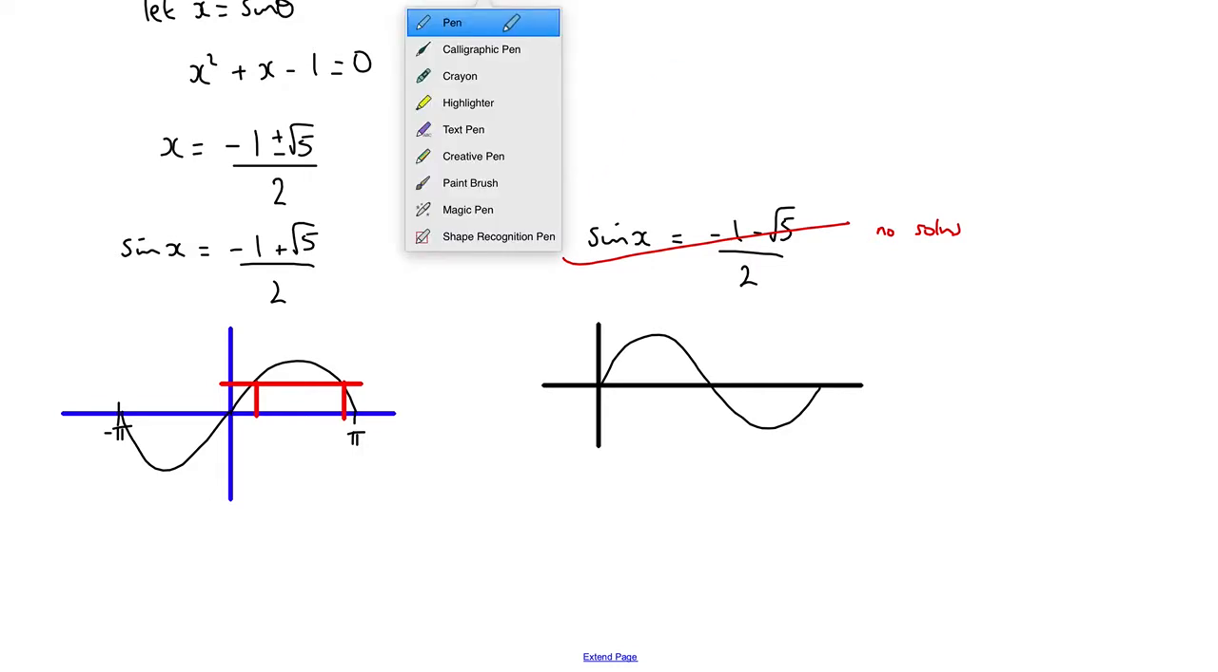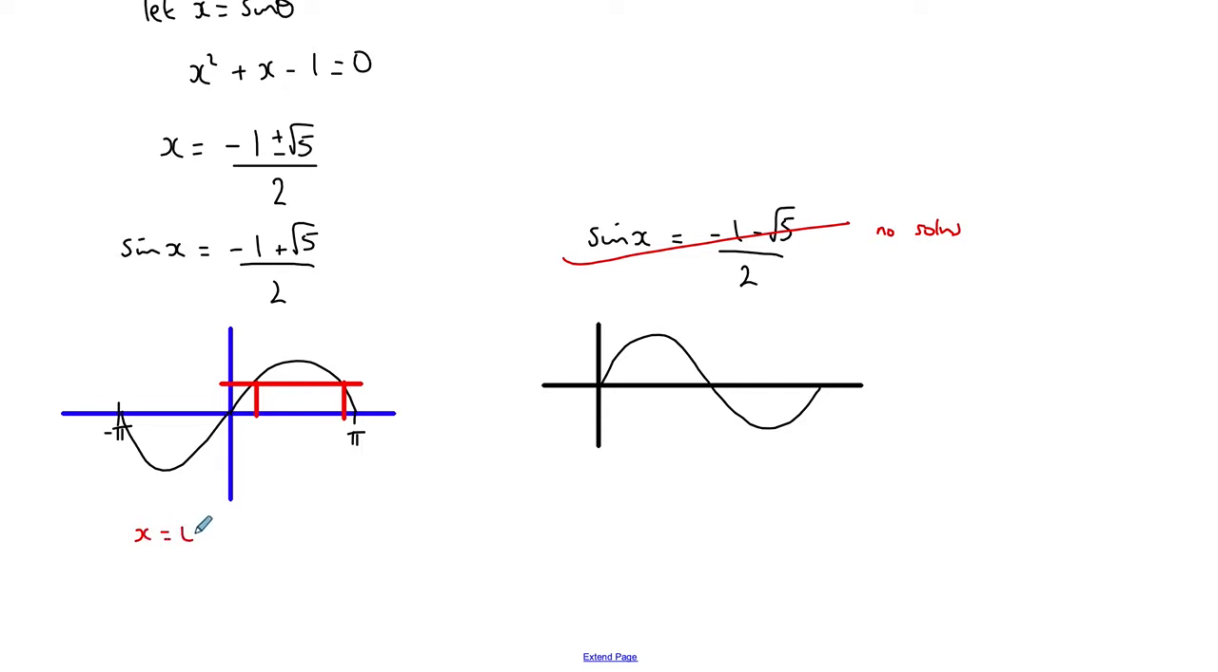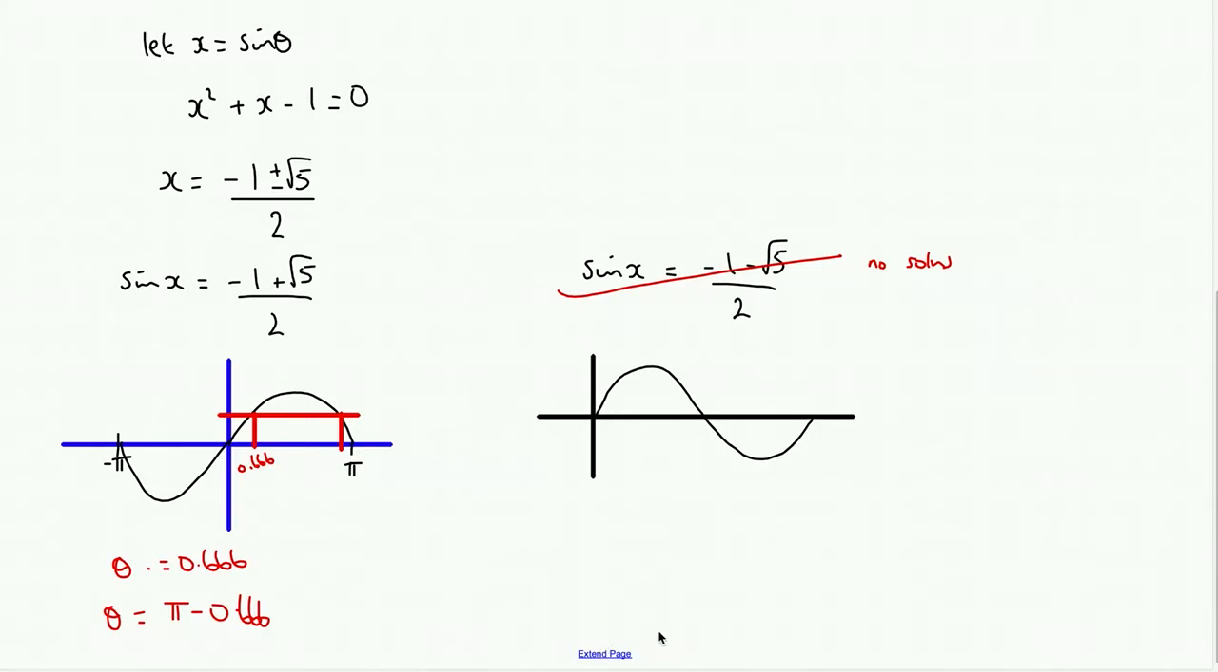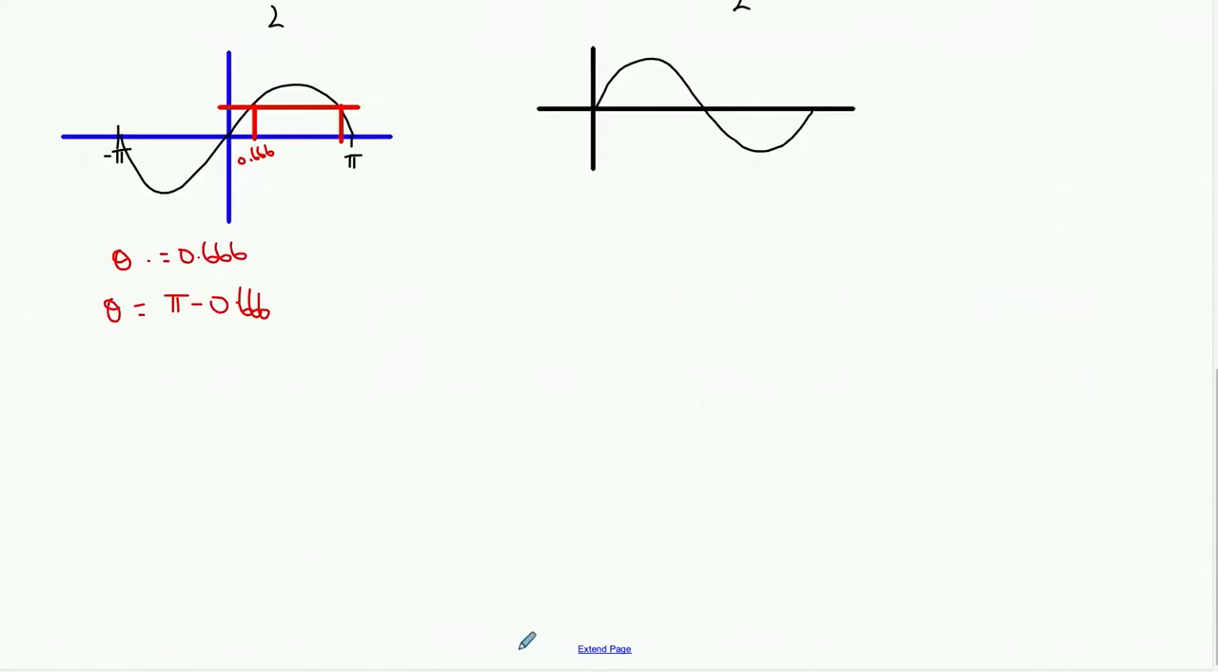So that's here. To get the other value, we want to do pi minus, sorry, I should have written theta there, not x. Theta will also equal pi minus 0.666. This gap's 0.666, so pi minus that. And that is 2.475.